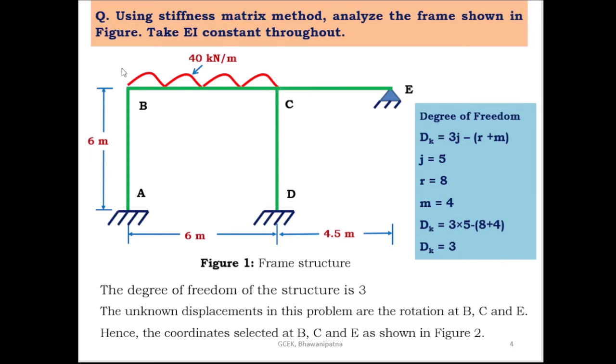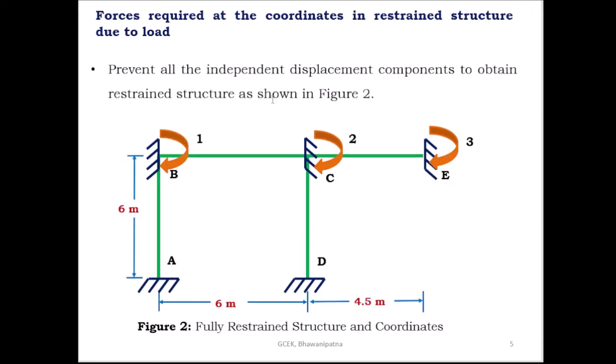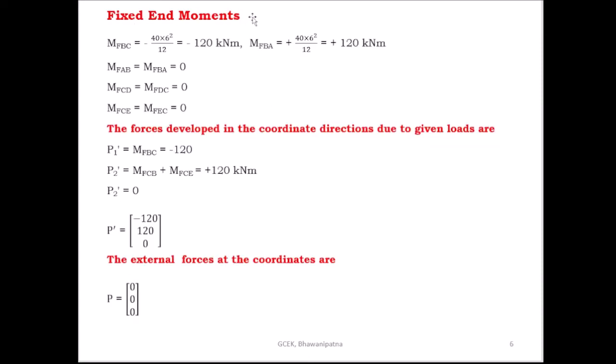So MFBC is equal to minus 40 into 6 square by 12 and MFCB is equal to plus 40 into 6 square by 12. So these are the fixed end moments. MFBC is equal to minus 40 into 6 square by 12, so this is equal to minus 120 kilonewton meter, and MFCB is equal to plus 40 into 6 square by 12, plus 120 kilonewton meter.